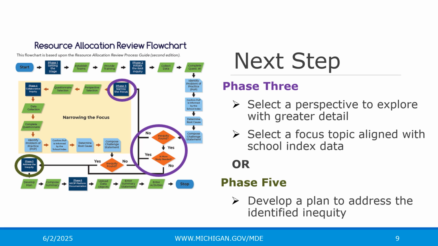The team's next steps are dependent on the findings of this phase. If the team determines that more study is necessary, then it will move forward to Phase 3 to select a perspective or lens by which the study will continue in greater detail. Phase 3 will also allow the team to choose a focus topic aligned with the school index data. However, if the team identifies a resource inequity that aligns with the school index data, it will move to Phase 5 to develop a plan to resolve the challenge.